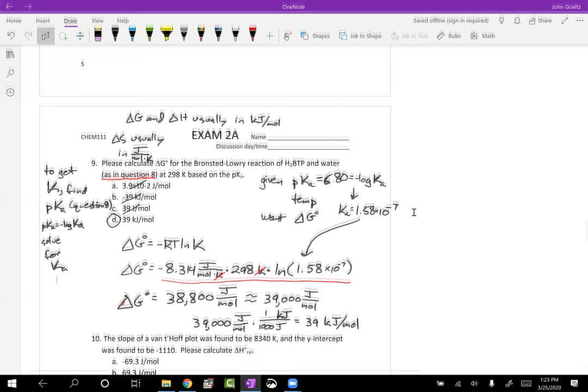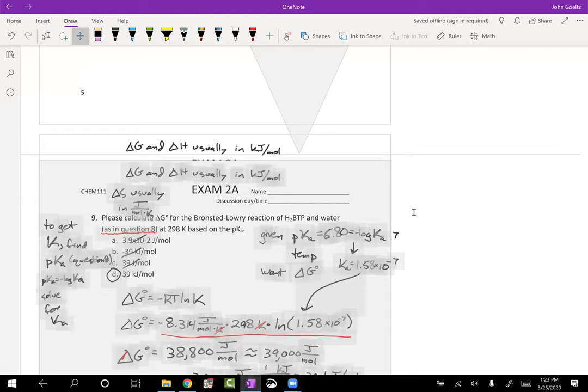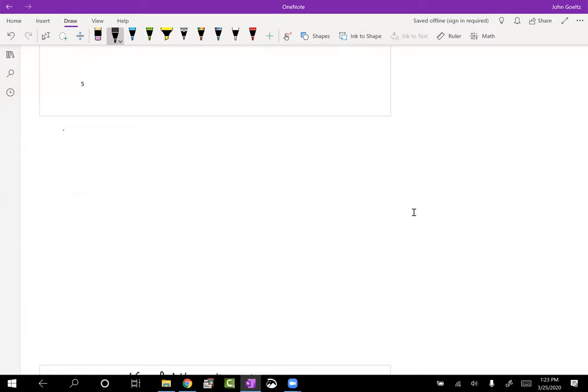Okay, question was, where'd it go? Question was, I'm having trouble conceptually understanding what we're doing and what delta G, delta S, and spontaneity actually mean. Yeah, let's do that. Delta G and delta H. Delta G is called free energy. It is the total change in energy in units of joules or kilojoules per mole. So kilos just for convenience.